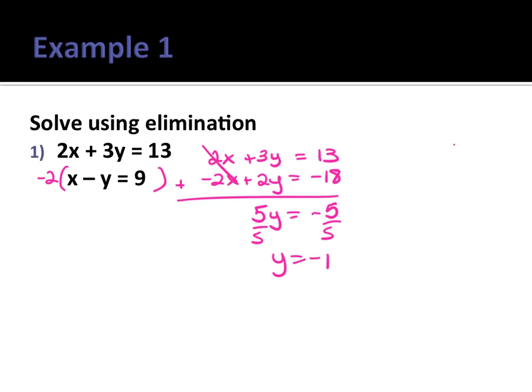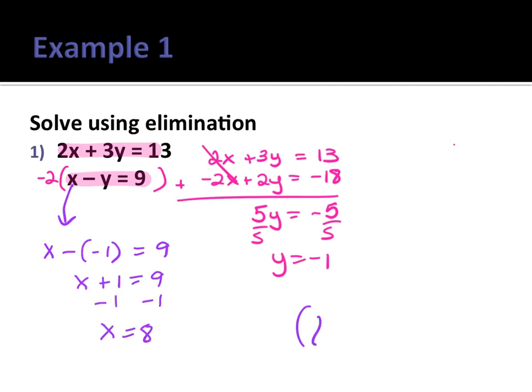Now I want to take that and plug it back in. I can plug it back into this original equation. I could plug it back into this other original equation. I could even plug it back into the one I changed. But if you got part of it wrong, you're going to continue to get it wrong. So my advice: plug it into an original, and the simplest one, so maybe this. x minus a -1 equals 9. x plus 1 would equal 9, and x would equal 8. So the coordinate point, because it's x, y, would be (8, -1). Does it matter which way we use? Nope.